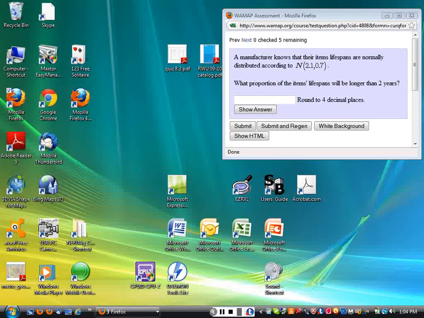Okay, so we know that the items' lifespans are normally distributed with a mean lifespan of 2.1 years and a standard deviation of 0.7 years. To begin, we want to draw a picture of that normal curve. We start by drawing our horizontal axis and just sketching in the general shape of the normal curve. It's always important to have this written somewhere in the picture too, because that tells the reader quickly, here's my mean, here's my standard deviation.